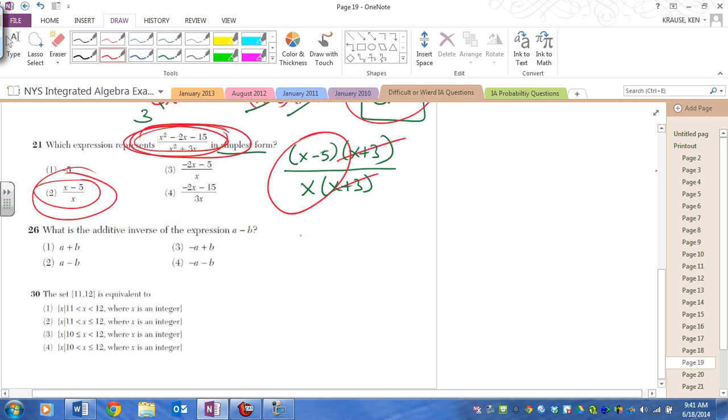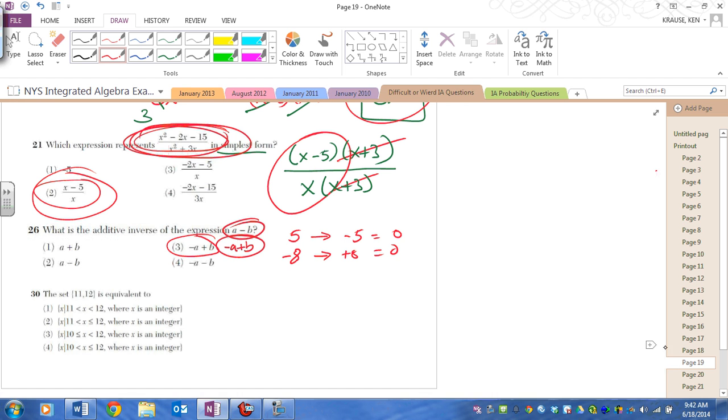All right. The additive inverse of 5 is negative 5. The additive inverse of negative 8 is positive 8 because they add up to 0. So I need to put something with this that can add up to 0. Or in other words, I need to get rid of A. Well, the only way to get rid of A is to have a minus A. The only way to get rid of a negative B is to have a positive B. And that is your additive inverse. Negative A plus B.